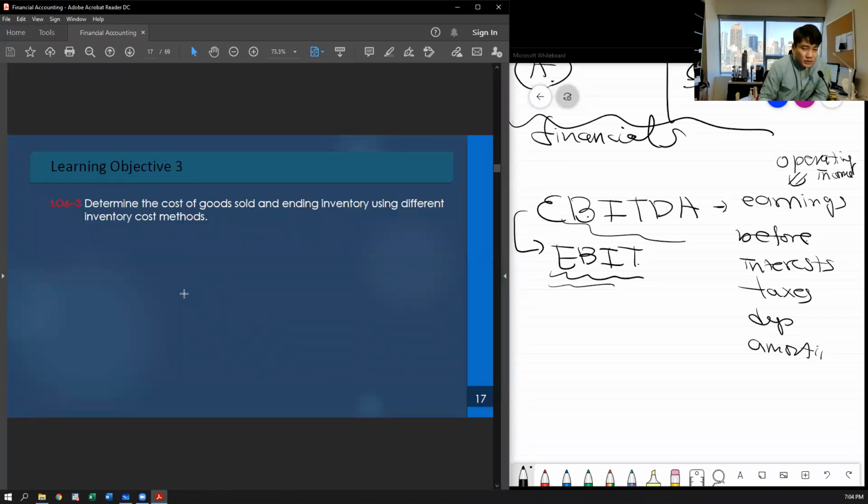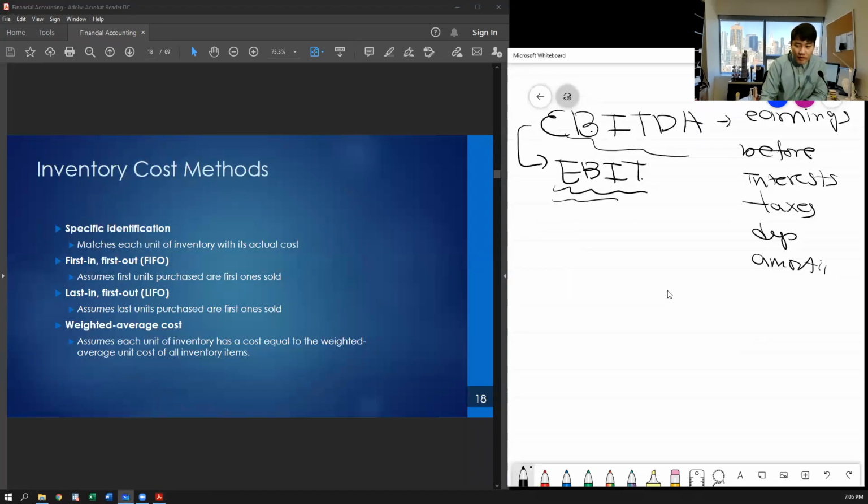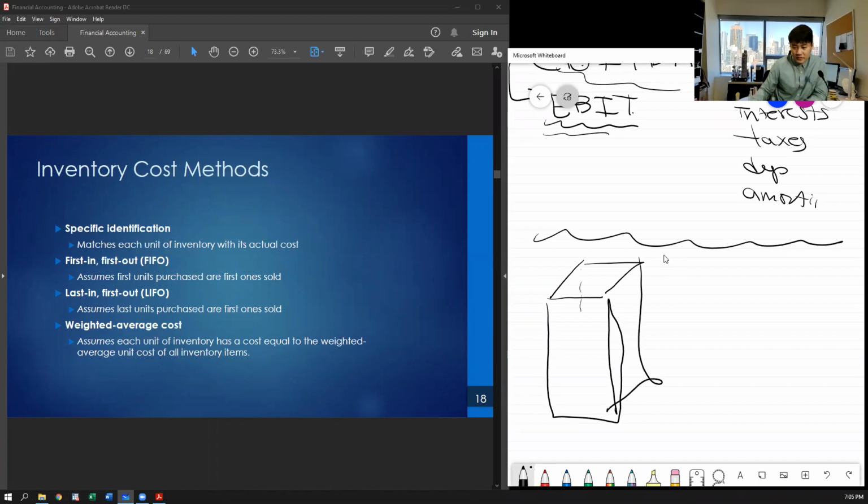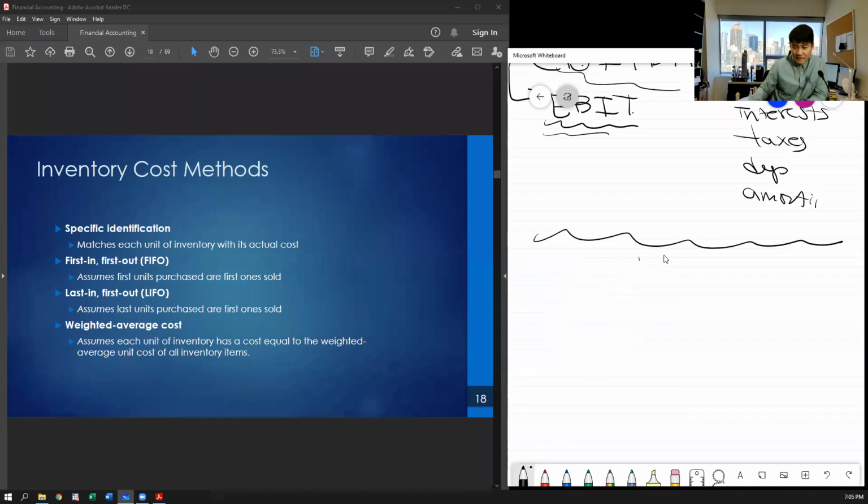So, determine the cost of goods sold and ending inventory using different inventory cost methods. Now here comes the tricky part. Let me draw a refrigerator, not a refrigerator, but a vending machine, I guess. Okay, I'm a terrible drawer. I'm just going to do a tower.